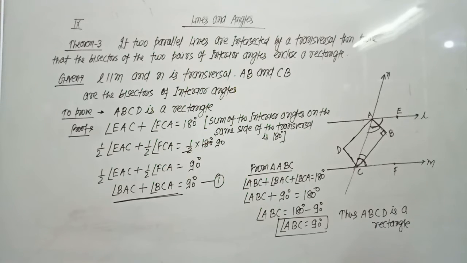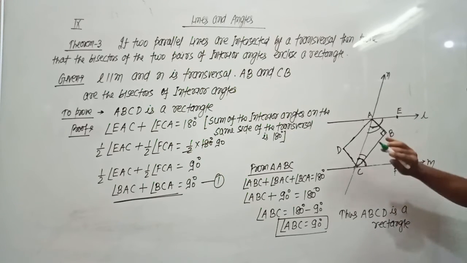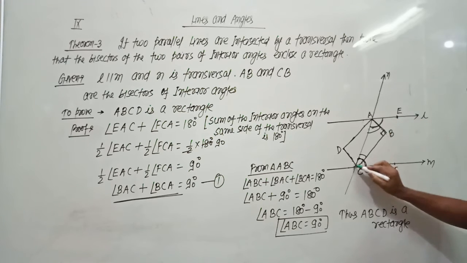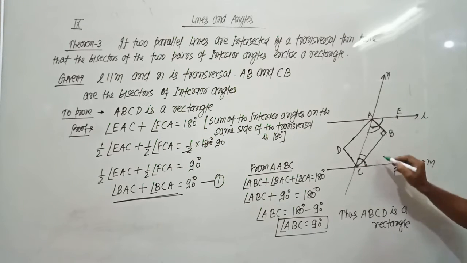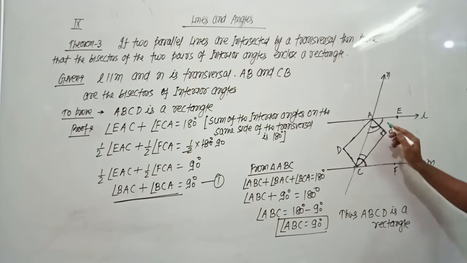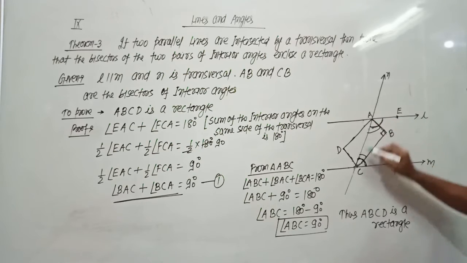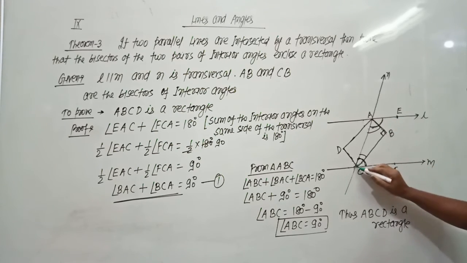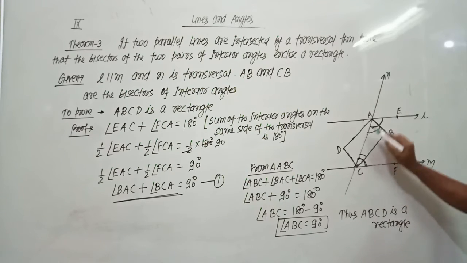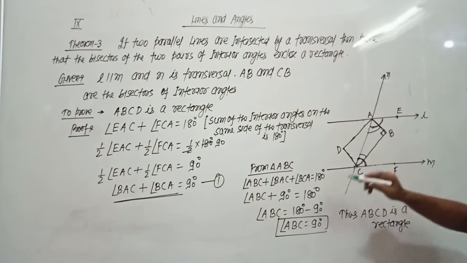Then to prove, we use the angle sum property. The sum of interior angles on the same side of the transversal is 180 degrees. So angle EAC plus angle FCA equals 180 degrees, multiplied by half. So we get half angle EAC plus half angle FCA equals 90 degrees, and half angle EAC is written as angle BAC and half angle FCA is written as angle BCA.